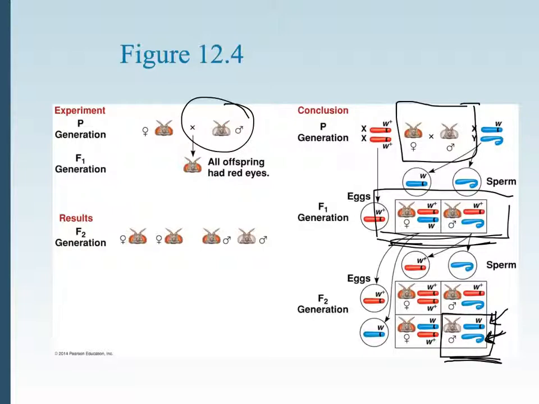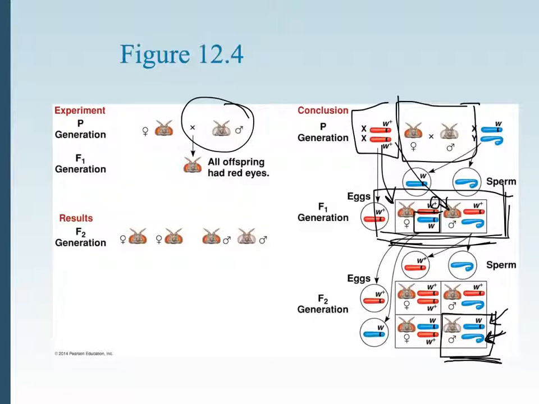And so the reason he wasn't getting any white-eyed flies up top is because mom up here had red on both of her X's, and so she was always giving that wild type red to all of the progeny. And that was turning out to be a dominant condition, and then the presence of one wild type red allele was kind of masking that white allele in the females.